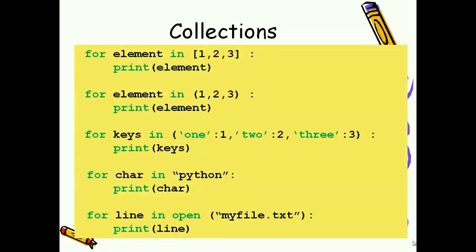If we see here, with the help of a for loop, we can iterate over elements one by one in this way. For example, we are iterating through a list. Similarly, this second one is iterating through a tuple. The third one is iterating through dictionary keys. The fourth one is iterating through all the characters of a string. And if we see the fifth one, it is iterating over every line from a file.